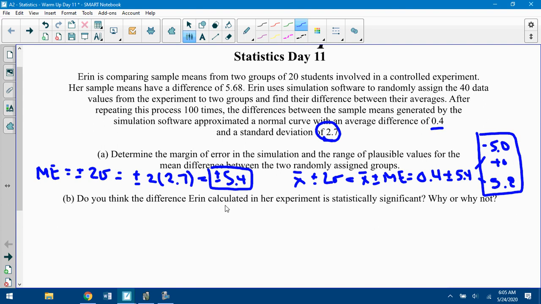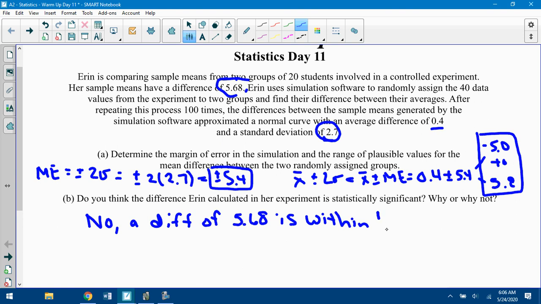But now, do you think the difference Erin calculated was statistically significant? Her calculated difference was 5.68. Is that statistically significant? Not quite. Even though it seems large, it's still within the range of plausible values. It's near the upper end of this range, but it's there. So I would say no. And the reason is a difference of 5.68 is within the range of plausible values.